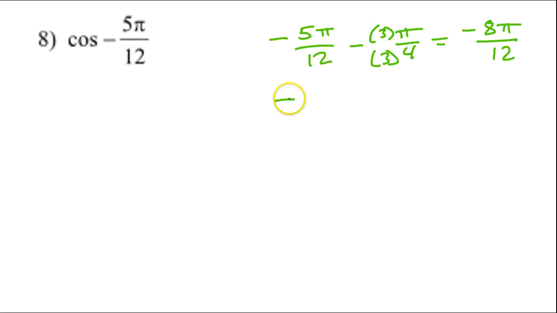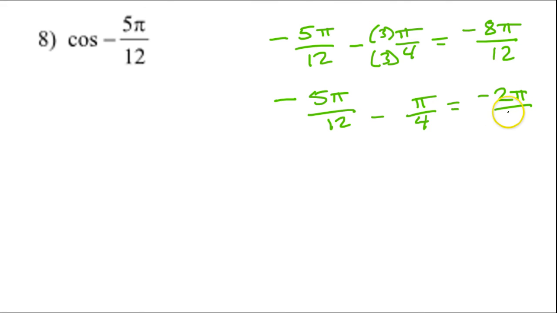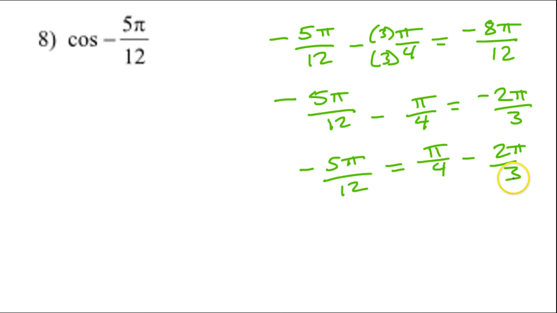Now I'm going to rewrite this equation reducing the two fractions that I can. So that's negative 5 pi over 12 minus pi over 4 is equal to, both of these are divisible by 4, so that's going to be negative 2 pi over 3. Adding pi over 4 to both sides, I get negative 5 pi over 12 equals pi over 4 minus 2 pi over 3.